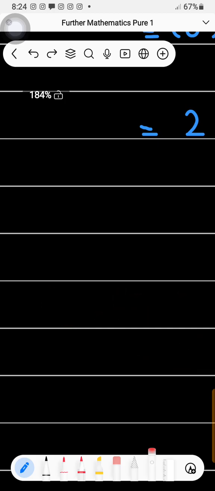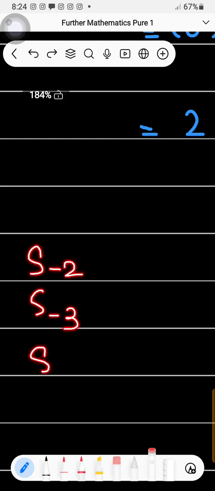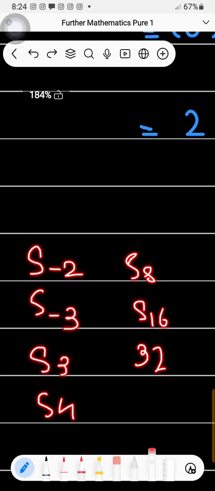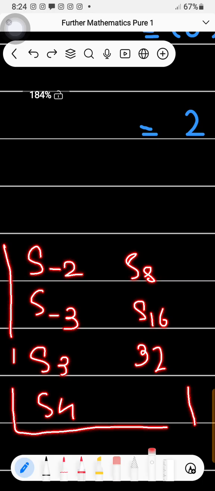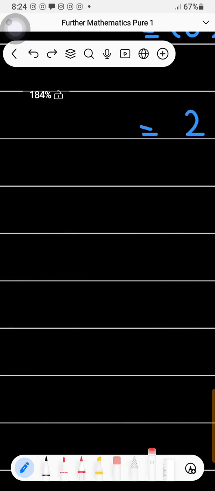But the question is, what if the examiner asks for S minus 2, S minus 3, S3, S4, S8, S16, S32? We can't memorize the formulas for each of S. So we have a method which I will tell you, and that will be very useful.